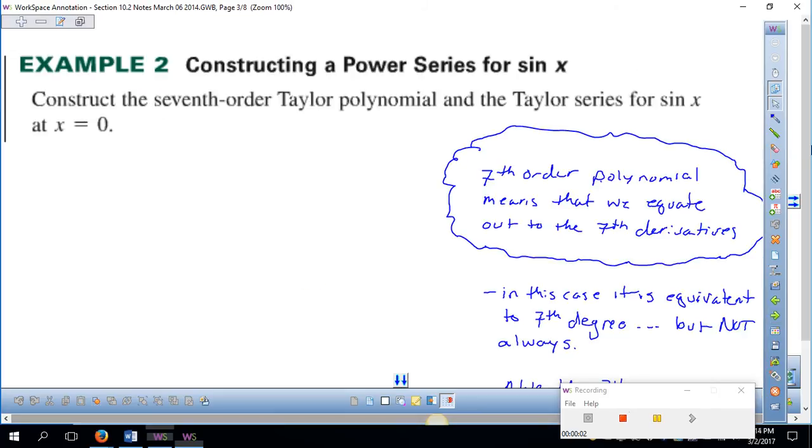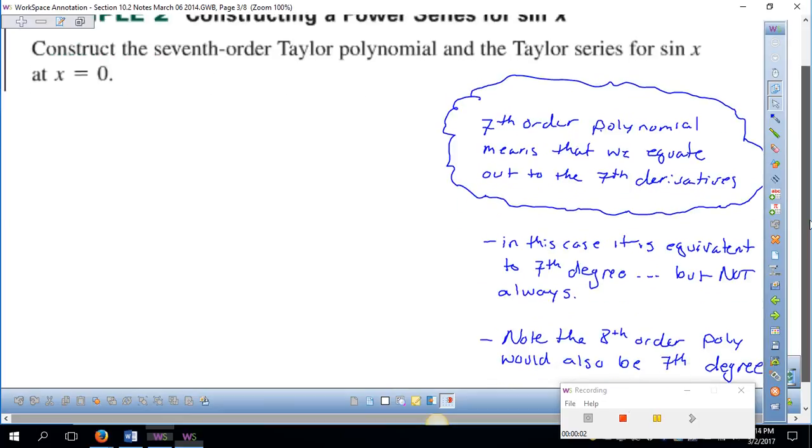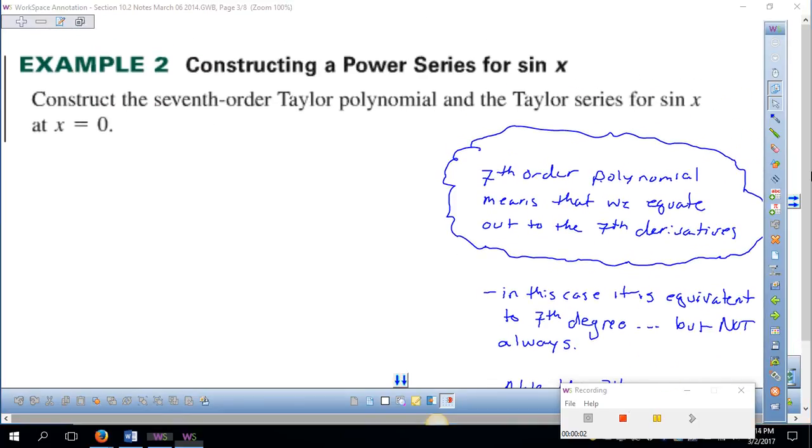We need to discuss some terminology. Sometimes you'll be asked to find a 7th order or a 6th order or a 5th order Taylor polynomial. And what that means is you go out to the term that is created by doing the 7th derivative for a 7th order polynomial. You may also be asked in different problems to come up with a 7th degree or a 5th degree Taylor polynomial. In that case, you go out until the highest power of x is the degree that they're looking for.